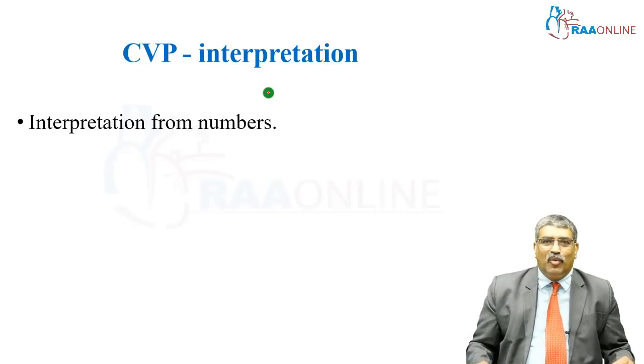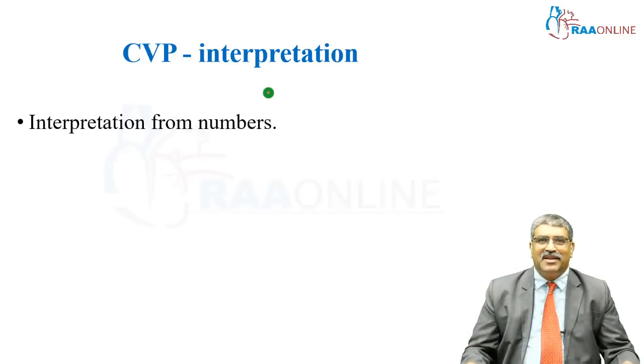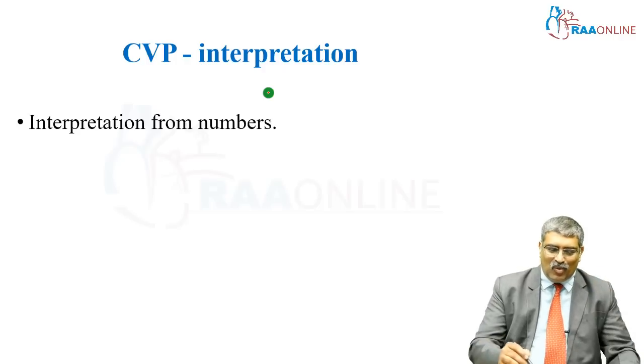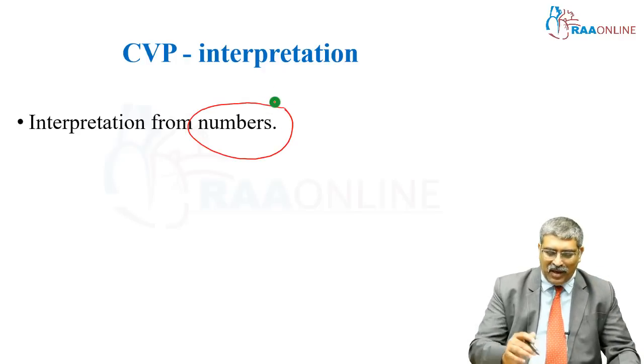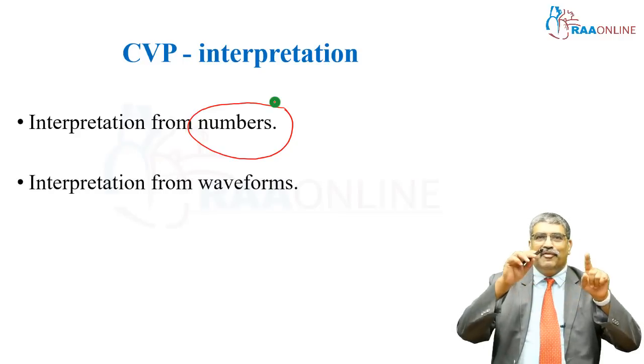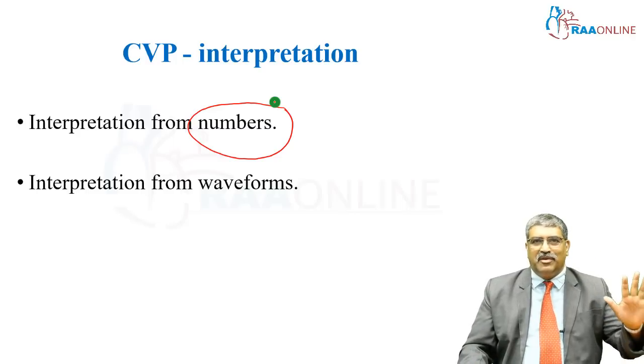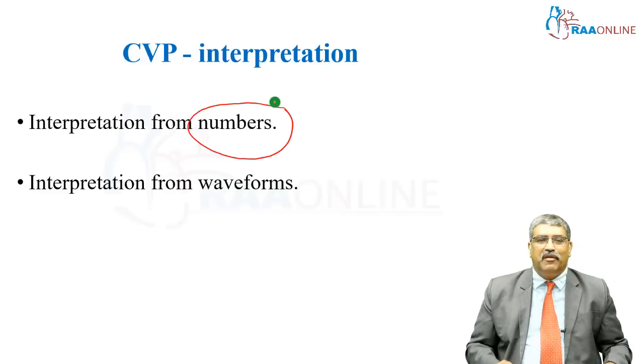Now coming to the most important part, how to interpret the CVP. Here there are two things. One, you interpret from the number, and another one is you interpret from the waveform dimensions. So, two things are there. You interpret from the number and you interpret from the waveform.